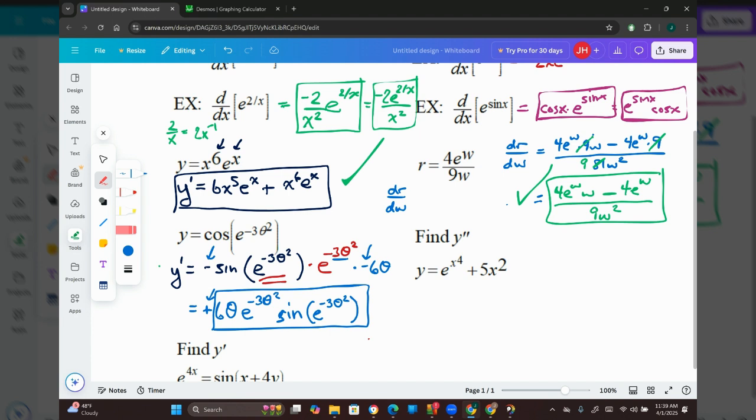In fact, this was essentially 3 functions. It was cosine, it was e to a power, and it was the polynomial. This was basically like f of g of h of x.